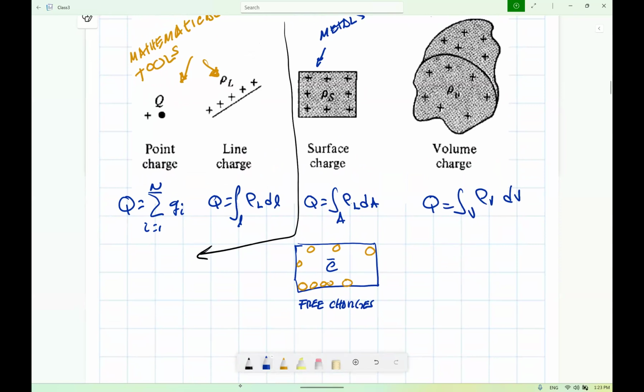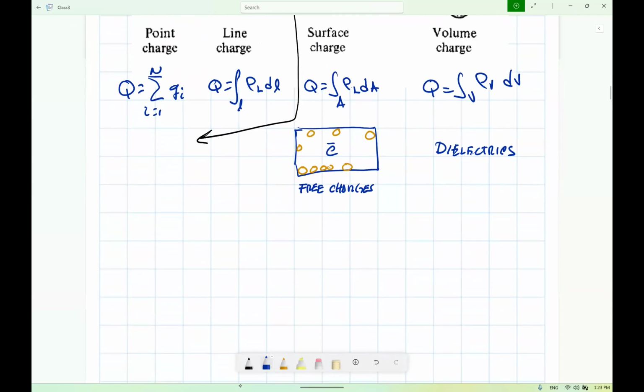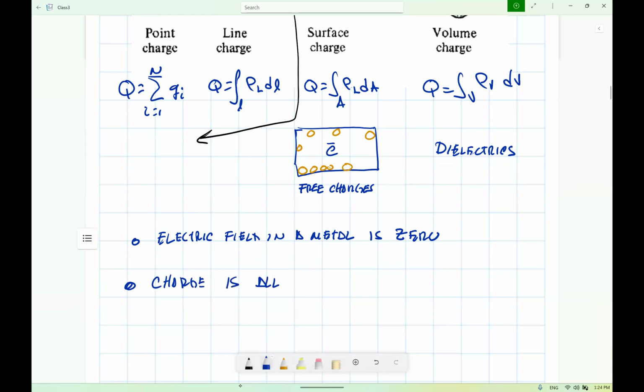So you will have a solid distribution in dielectrics. This is one of the reasons why we always say that the electric field in a metal is zero, and also the charge is all at the surface.